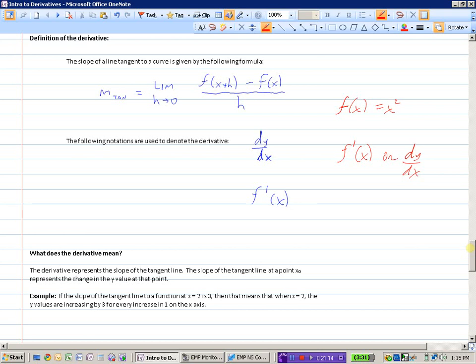So for example, if the slope of the tangent line to a function at x equals 2 is 3, so let's say we were finding the derivative when x is 2, and we were told that the derivative is 3, then that means that when x is 2, the y values are increasing by 3 for every increase of 1 on your x-axis.